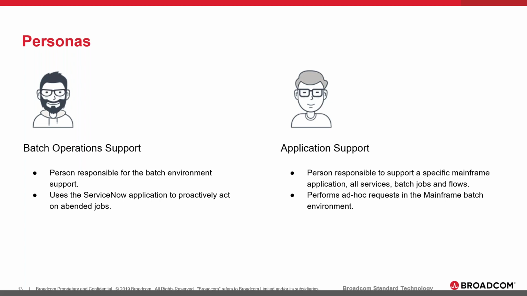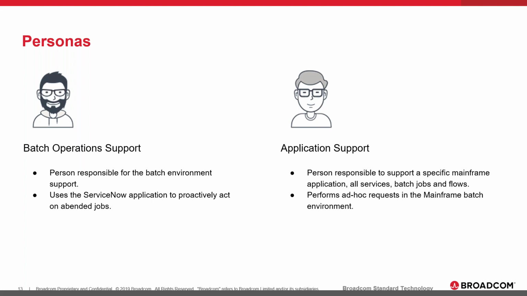And the application support is the person responsible for supporting a specific application for their customers, or a specific batch flow, or doing some ad hoc requests in the environment. In this case, without the REST API integration, those two persons will be handling the mainframe directly. So they would log in to the terminal and take actions in the batch environment from there. Or they will be creating incidents or service requests manually for the other batch operator to perform that manually as well.